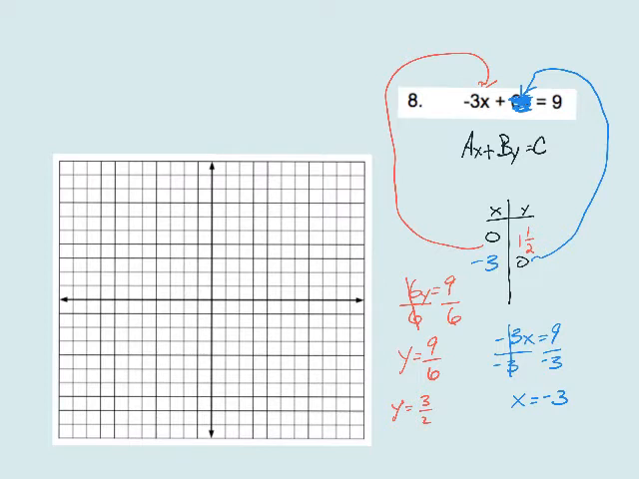Now I can graph my two ordered pairs. I'll graph 0 over 1.5 up, and 1.5 is going to be right smack dab between 1 and 2. And then I'll go negative 3 over and 0 up. Don't go up. And put that dot there. Once I've got those two dots on my graph, I'll connect them with the straight line. And be sure to put the arrows on the end of it because it's infinite.